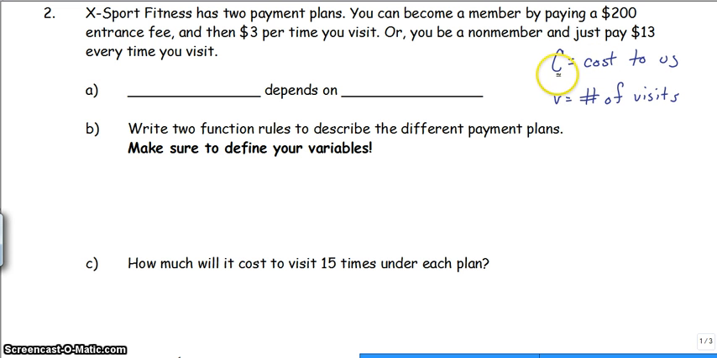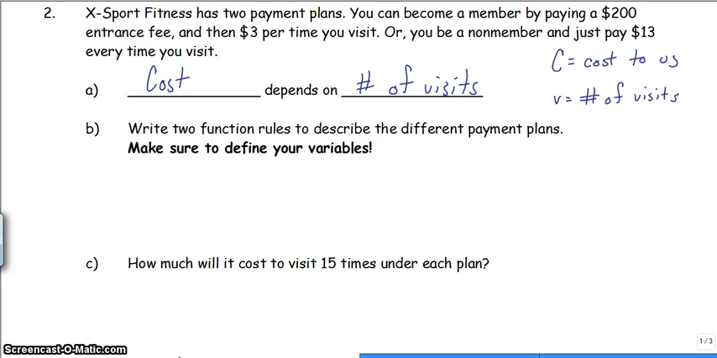Cost is typically going to be what is doing the depending. In this case, the cost depends on the number of visits. So the cost is the dependent variable, the number of visits is the independent variable.